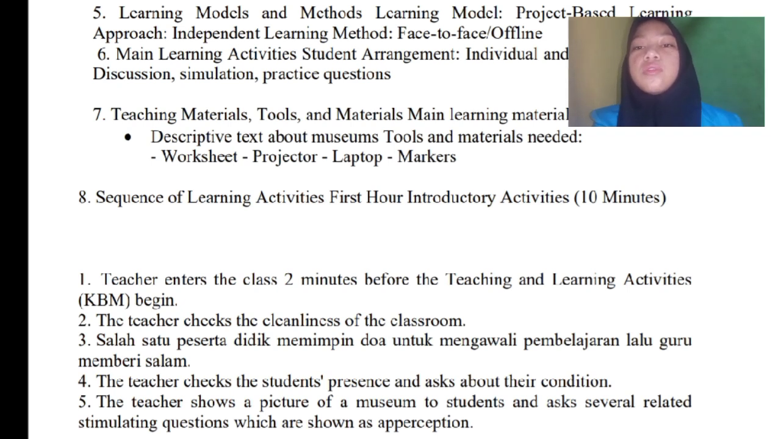Next, teaching materials, tools, and materials. Main learning materials or resources: descriptive text about a museum. Tools and materials needed: worksheet, projector, laptop, and markers. So the main material used in this lesson is a descriptive text about a museum. To support the lesson, the teacher uses a worksheet, a projector, a laptop, and markers.